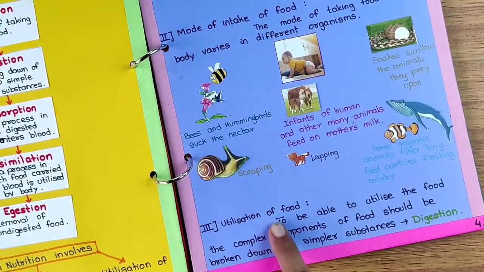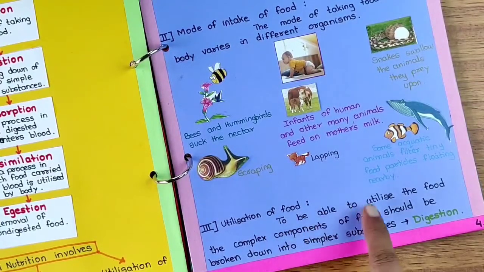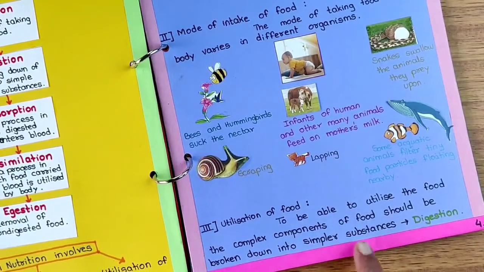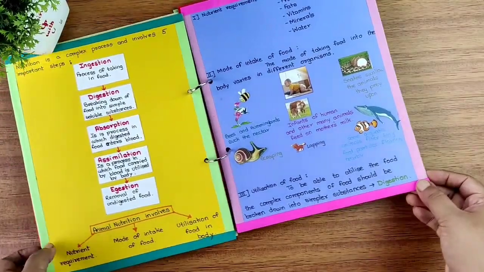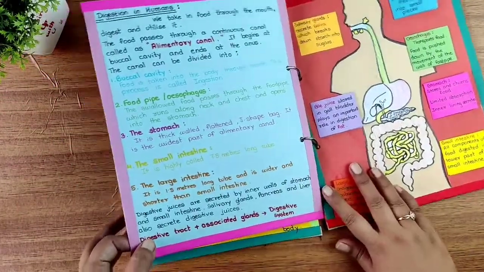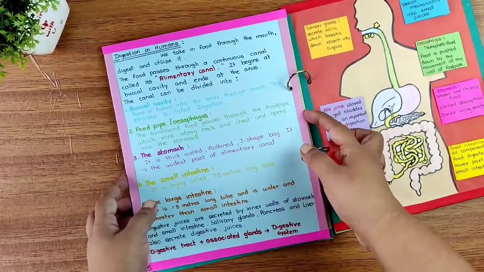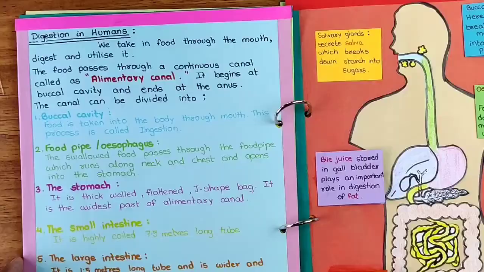Then the third point is utilization of food. To be able to utilize the food, the complex components of food should be broken down into simpler substances, and this is called digestion. Going to page number 5, we will see digestion in humans.